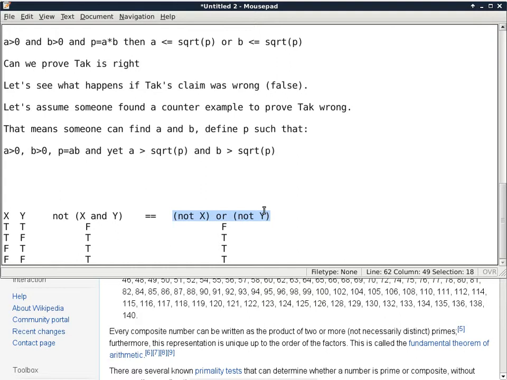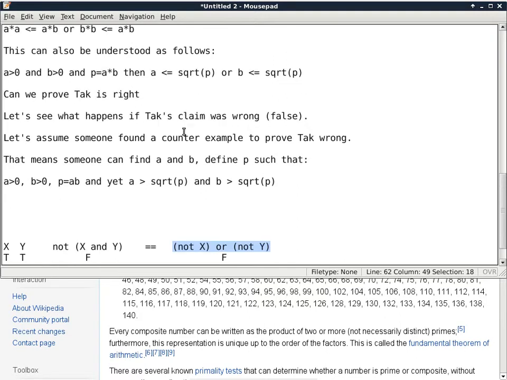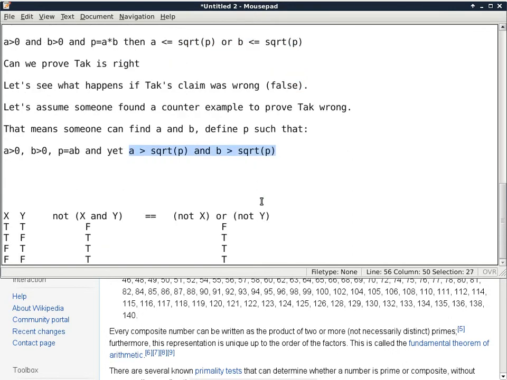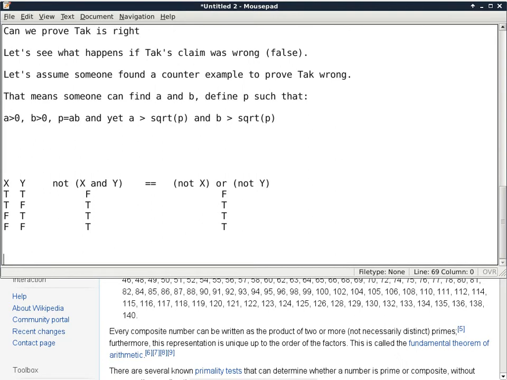Am I doing okay so far? Okay, so because of that, I can transform this to something like this, because this is also true the other way. Not (X or Y) is actually the same thing as not X and not Y.